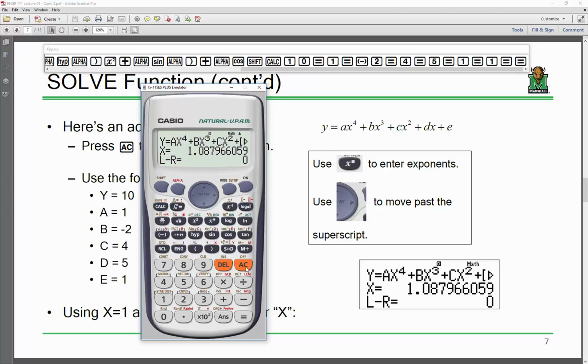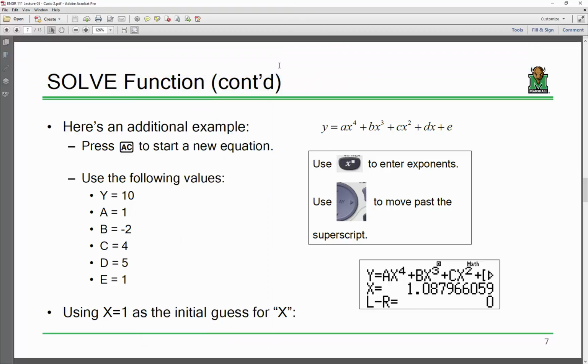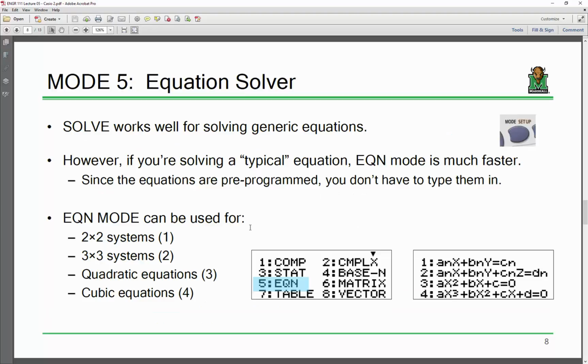Let me clear this real quick, and then I'm going to clear my keylog. Then we're going to move on to the final topic of our lecture today, which is the equation modes of the calculator, particularly the equation solver mode.